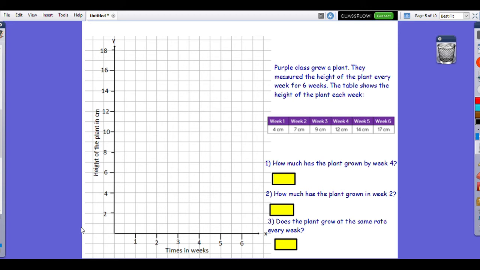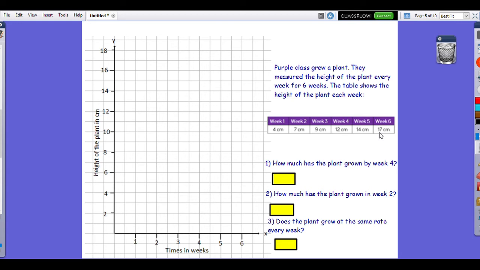Okay, here's the data that we are going to be plotting on our graph and then answering some questions about it. So it says, Purple class grew a plant. They measured the height of the plant every week for 6 weeks. The table shows the height of the plant each week. So you can see here in week 1, it was 4 centimetres. In week 2, 7 centimetres. In week 3, 9 centimetres, etc.